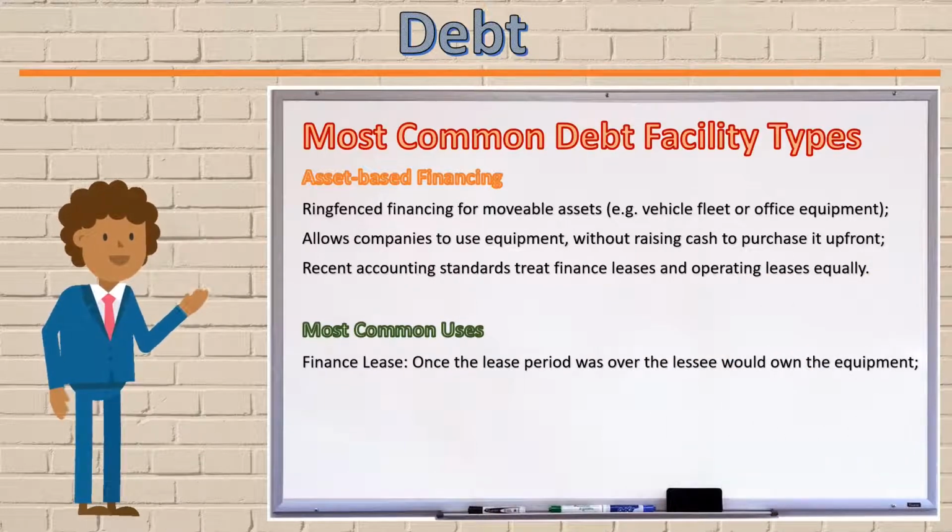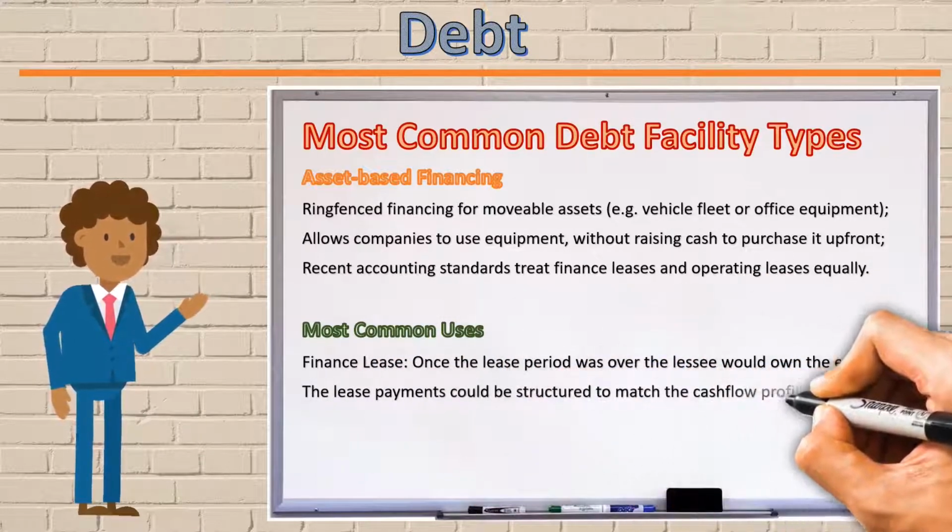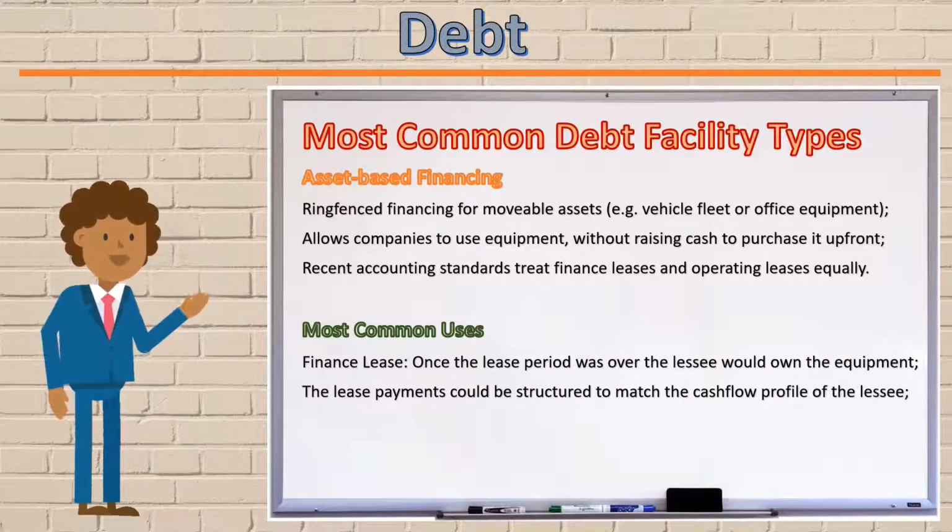The lease payments could be structured to match the cash flow profile of the lessee, having small, regular installments over the tenor, with one final large payment at the end. This large final payment is often referred to as a balloon payment. During the tenor of a finance lease, the costs of maintaining the equipment are borne by the lessee.